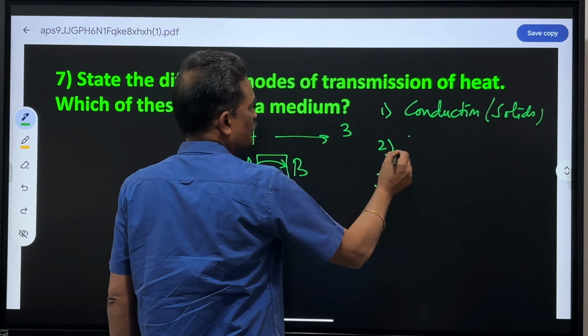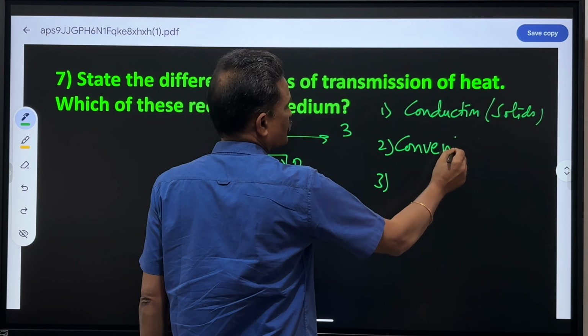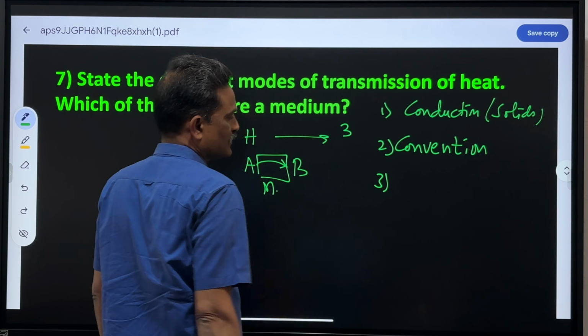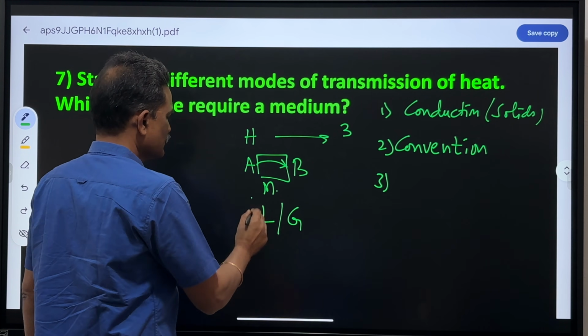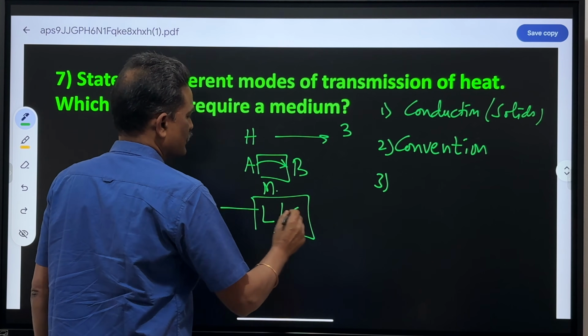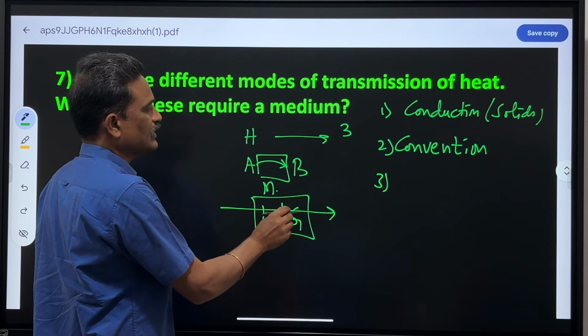Next, the second process or the method of transmission of heat is convection. Convection occurs in liquids and gases. So a medium is required for the heat to pass through. Either you should have a liquid or a gas.